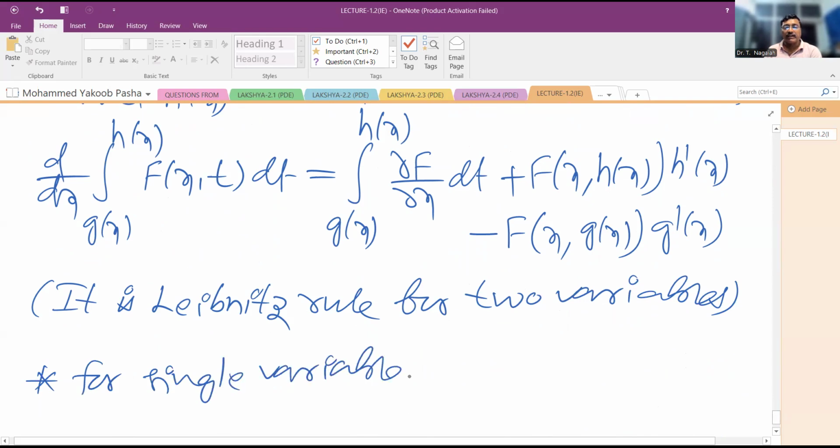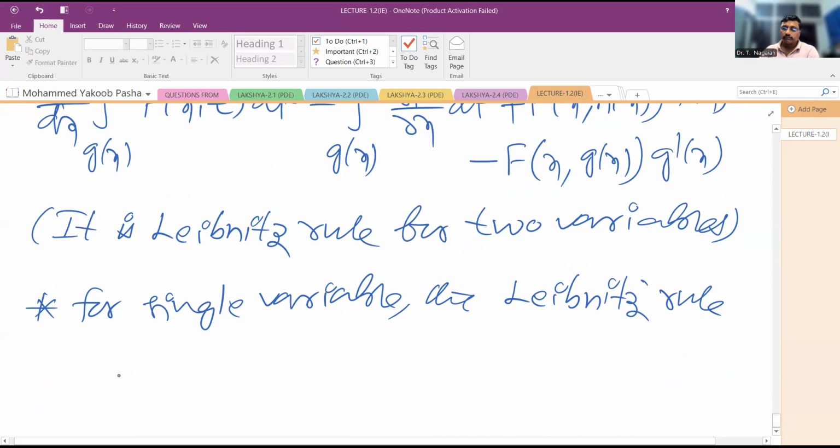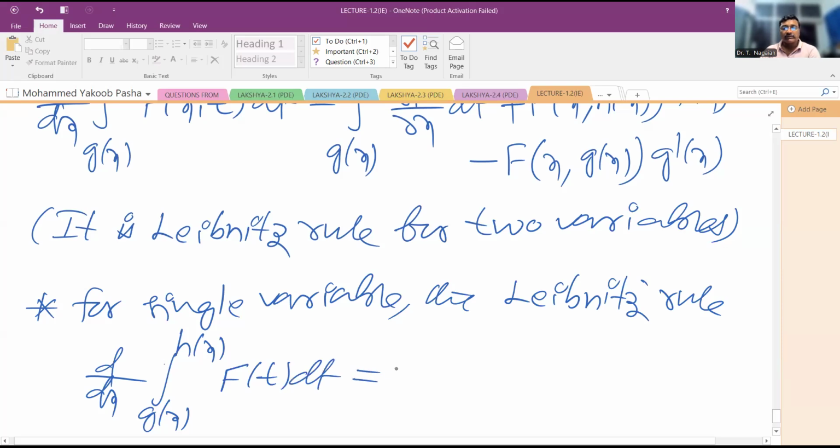In sequences or in limits, for the indeterminate form 0/0, we use this method. The Leibniz rule is d/dx. We are taking x only. d/dx of the integral from g of x to some h of x of f of t dt. That means the first term will be 0. Since it is a direct integral, substituting the upper limit gives f of h of x.